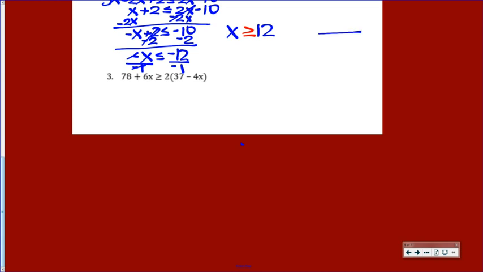So if we were to graph that, we have 12. It's a closed circle, and x is greater than that, so we shade to the right again.